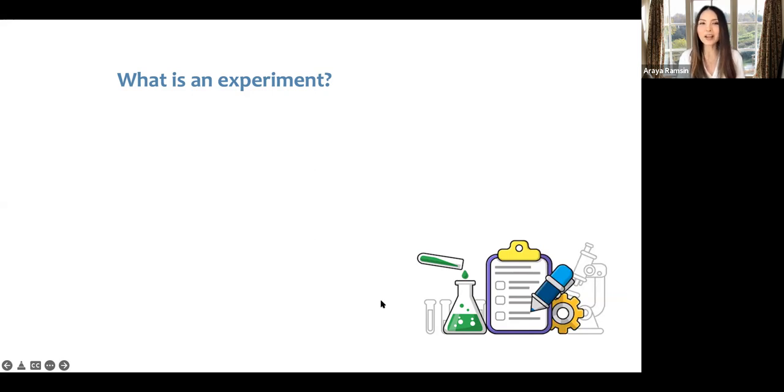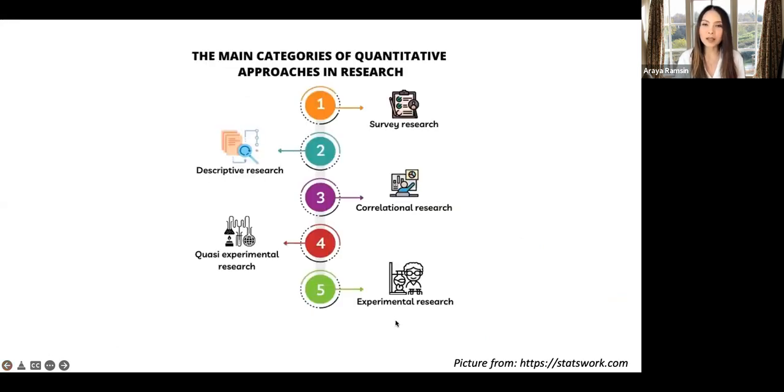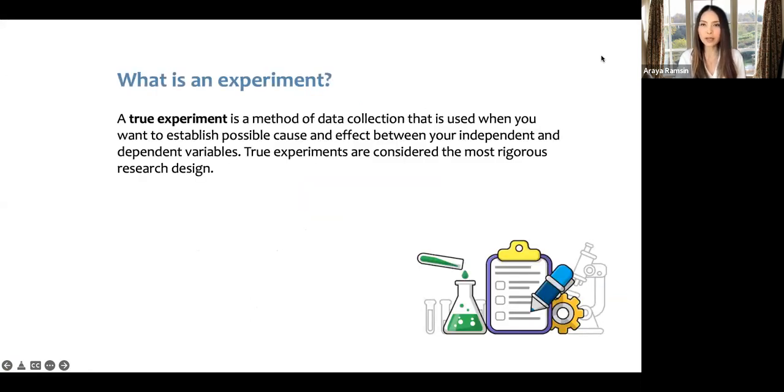So a true experiment. Let me go back to this one more time. Experimental research is sometimes called true experiment. This one, quasi, is like half, it's not that complete, while this one is a true experiment. So what is an experiment? A true experiment is a method of data collection that is used when you want to establish possible cause and effect. You want to see whether something causes the other thing, between your independent and dependent variables. True experiments are considered the most rigorous research designs, the best one. So if you can use this one, then you should use it because it's the best one.